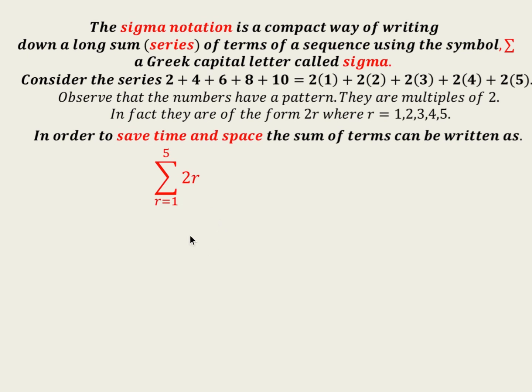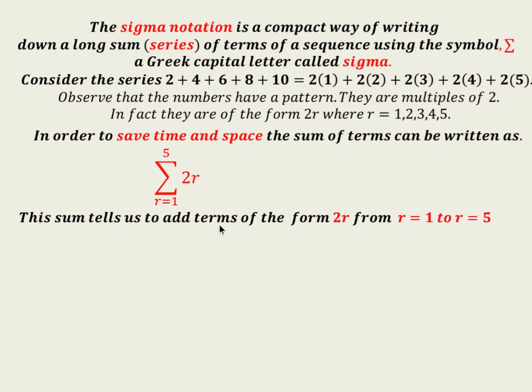Now before we proceed, we need to look at the different parts of that symbol and what they stand for and the role they play in evaluating the series in general. So the sum tells us to add terms of the form 2r from r equals 1 to r equals 5. So you have this part here. You have to sum the terms from when r is 1 to when r is 5, and you get the terms by substituting them in this function that appears after the sigma notation.